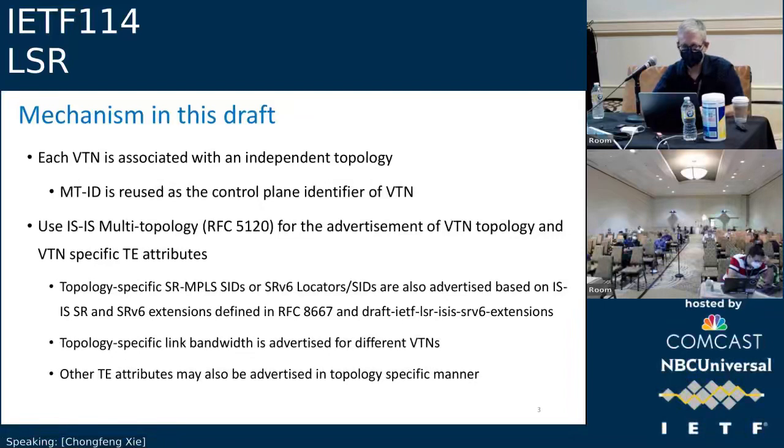In order to perform constraint-based path computation for each VTN on the network controller or the ingress nodes, the network resource attributes and other attributes associated with each VTN can be advertised. For a multi-topology network, topology-specific SR MPLS SIDs or SRv6 locator SIDs can be advertised based on ISIS SR and SRv6 extensions. Topology-specific link bandwidth can be advertised for different VTNs. Other TE attributes may also be advertised in a topology-specific manner.